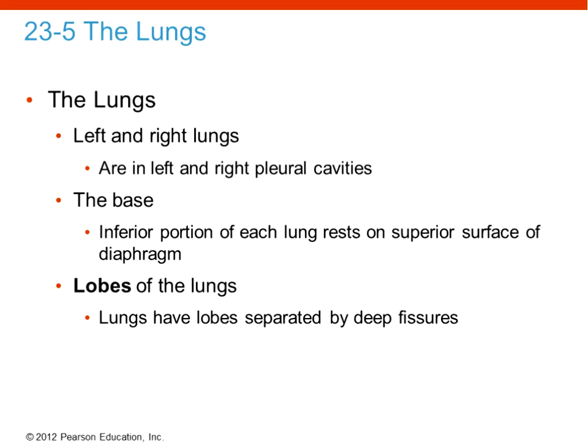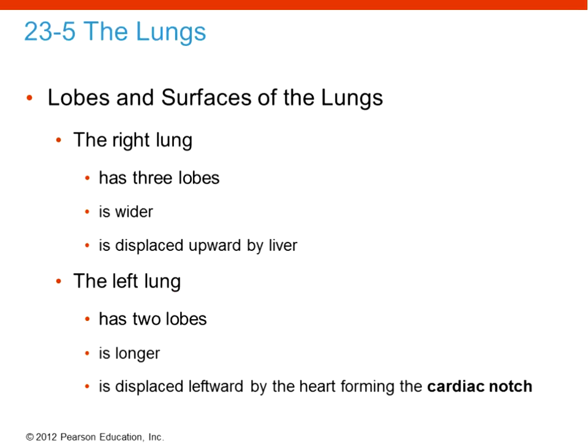All right, so that trachea then divides into many branches and ultimately enters into what's called lungs. You guys know what the lungs are, left and right lungs that are in pleural cavities, right? There are different lobes of the lung which are separated by deep fissures. The lungs are not identical. The right lung has 3 lobes. It's a little bit larger, a little bit wider, but also is displaced upward by the liver, where the liver can sit right beneath that.